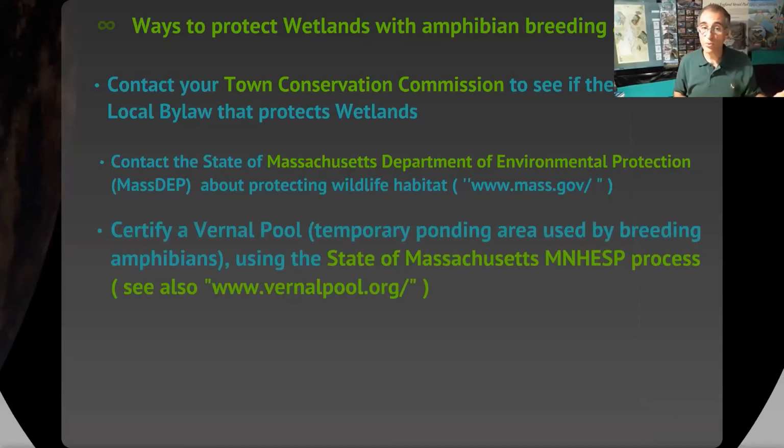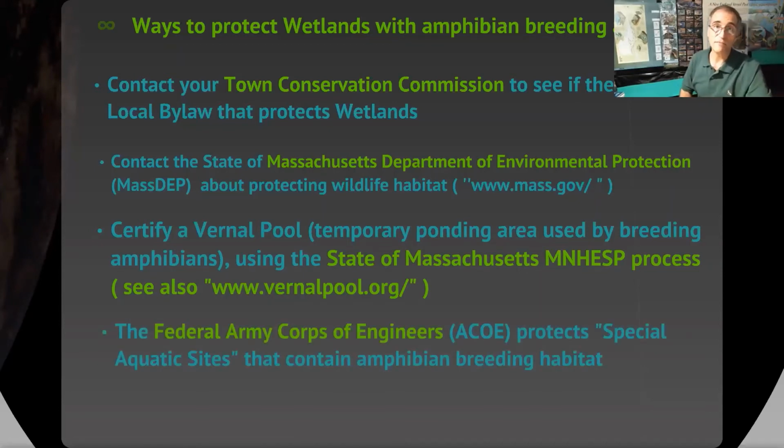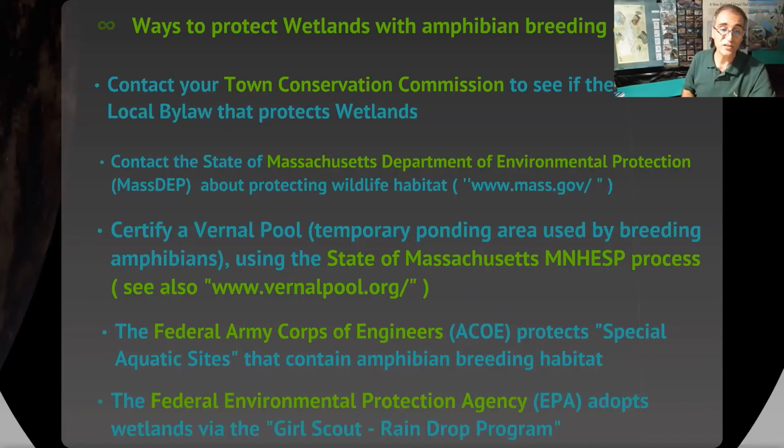You can certify a vernal pool, and it becomes an area that becomes protected using the Mass Natural Heritage and Endangered Species Program. You can go to www.vernalpool.org, and there's lots of information there for you to see how to do that. The Army Corps of Engineers protects special aquatic sites, especially if they're certified as a vernal pool, but not necessarily. Then the EPA has a raindrop program.